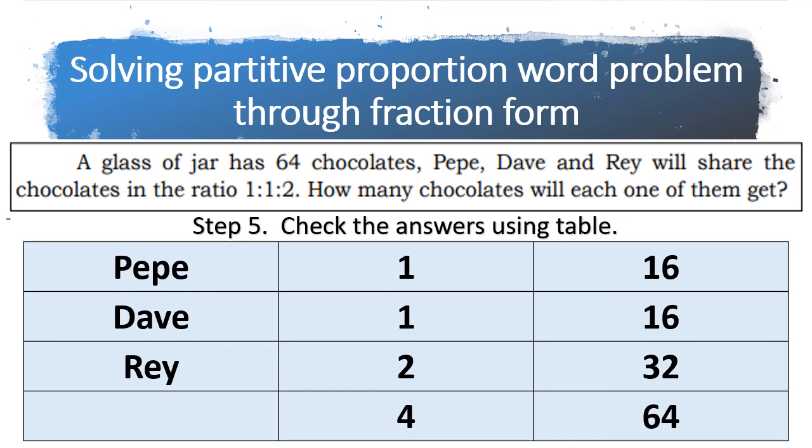Step 5. Check the answers using table. Peppa 1 part of 4 equals 16 chocolates. Dave 1 part of 4 equals 16 chocolates. Ray 2 parts of 4 equals 32 chocolates. 16 plus 16 plus 32 is 64. So the answers are correct.